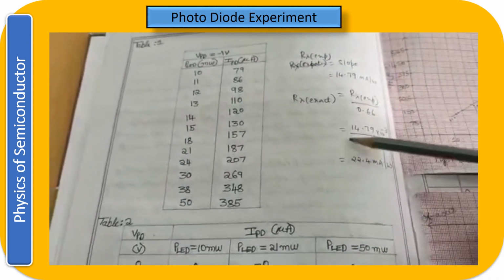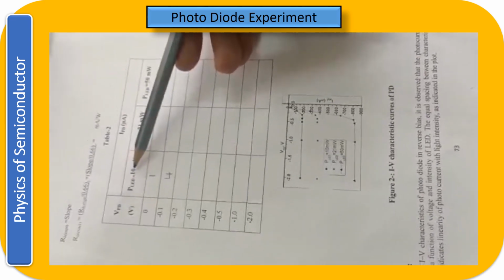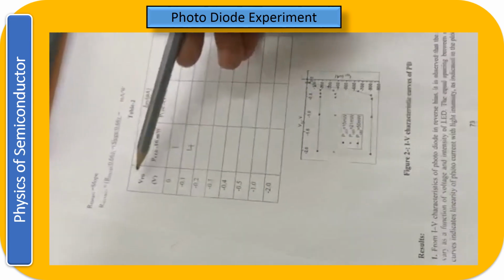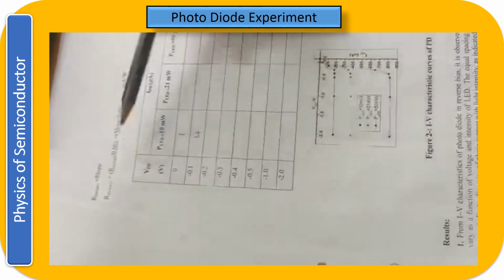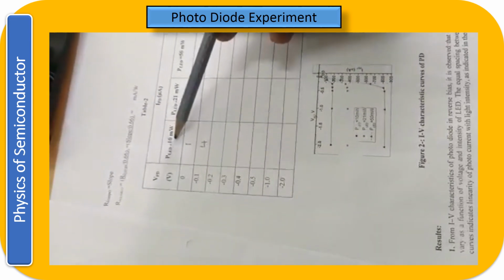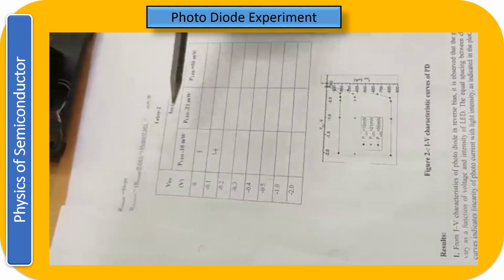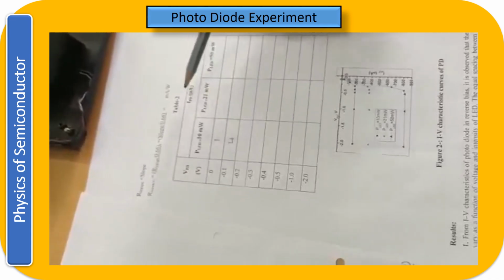Alright, next we'll move further. Next we shall discuss the IV characteristics of the photodiode. To understand the IV characteristics, one must keep power across the LED constant, vary the voltage across the photodiode, and then measure the current. There are 3 cases: first case 10 milliwatt, second case 21 milliwatt, third case 50 milliwatt. Keep power constant, vary voltage, record current.